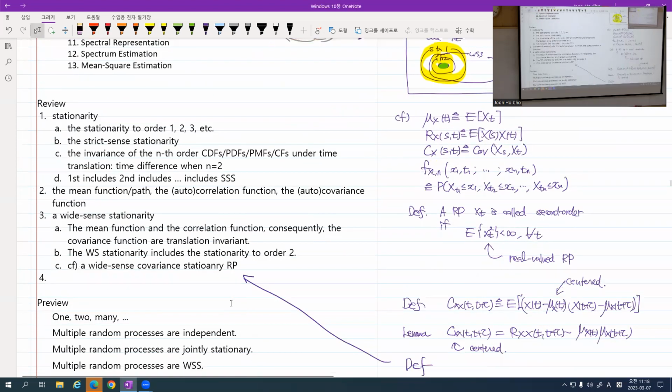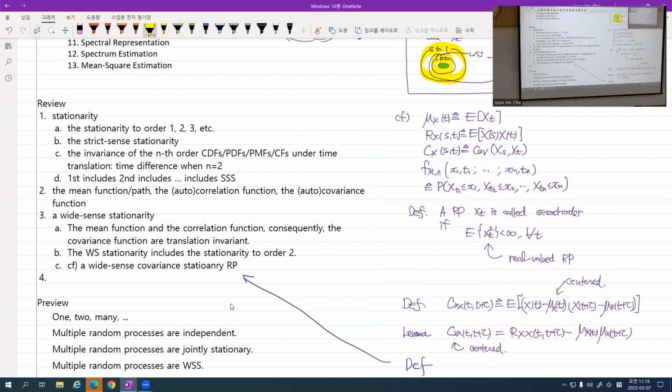Okay, review. We've learned stationarity to order 1, 2, 3, up to any finite number. And from this, we define the strict sense stationarity. And stationarity means invariance. Stationarity to order n means the invariance of nth order joint CDF, PDF, PMF, or characteristic function under time translation. When n equals 2, we often say that something is a function only of time difference. And we have also seen that stationarity to order 1 includes the subset of stationary random processes to order 2, and so on.